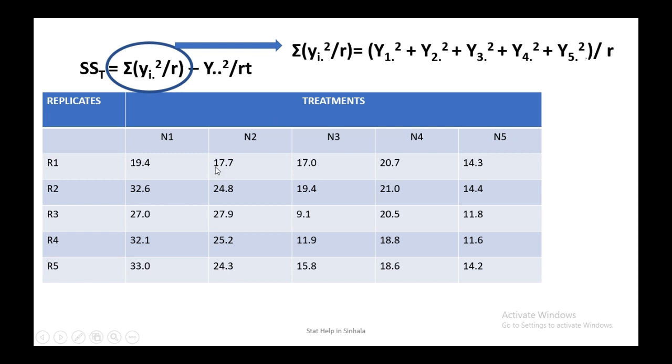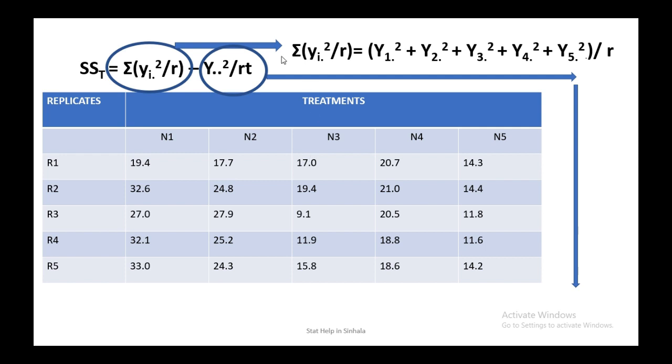Y1 dot means the total of these observations. Y2 dot means the total of these observations. Likewise, we can take the summation of each of the treatments and we should get the square of each total of observations of each treatment, and get the summation. That result should be divided by number of replicates.